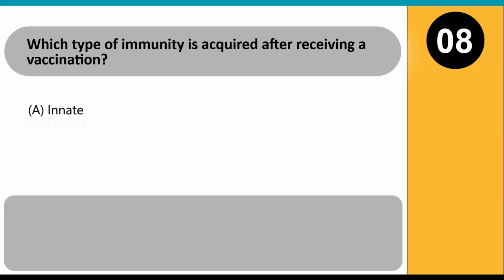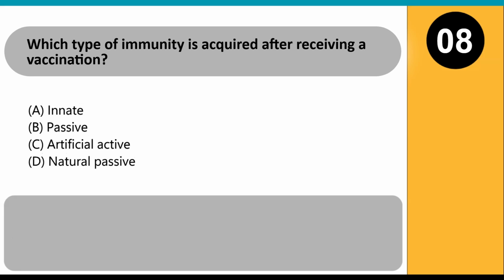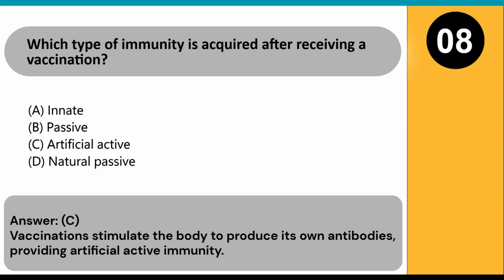Which type of immunity is acquired after receiving a vaccination? A. Innate. B. Passive. C. Artificial active. D. Natural passive. Answer: C. Vaccinations stimulate the body to produce its own antibodies, providing artificial active immunity.